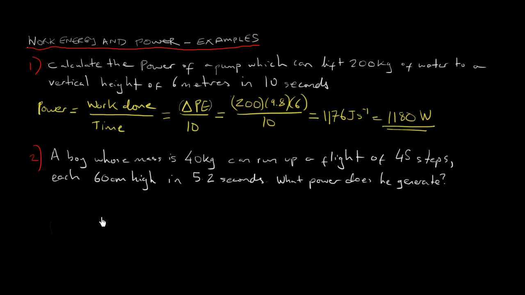Now in the second question, it says a boy whose mass is 40 kilograms can run a flight of 45 steps, each 60 centimeters high, in 5.2 seconds. What power does he generate? Okay, so again they give us a mass and an amount of height, 45 steps of 60 centimeters, and an amount of time. So you can look at it in the same way again.